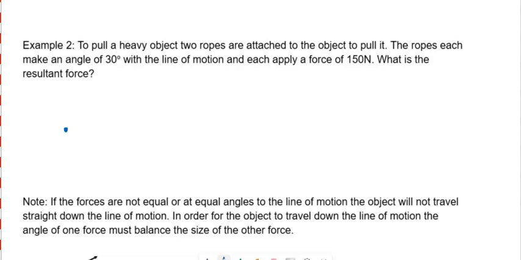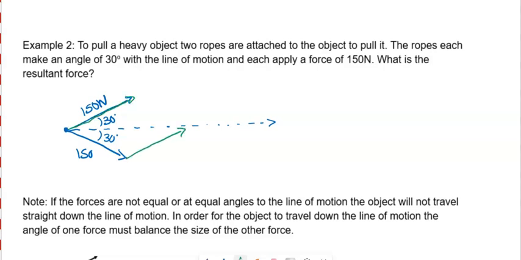So here's my object. It can be a point. Here's my line of motion. Here's one force of 150 newtons, and it's going 30 degrees to it. And here's my other one, which is also going 30 degrees. Now, I can't add these because I don't have them tip to tail. So what I'm going to do is redraw this vector right here. Okay, so I've created my parallelogram. This is still 150 newtons.